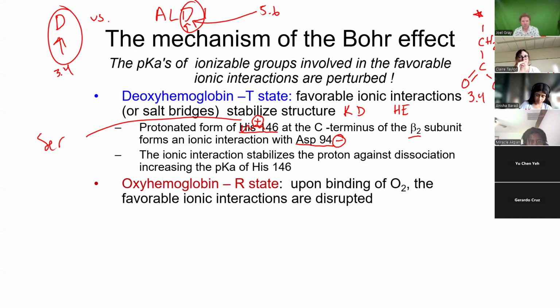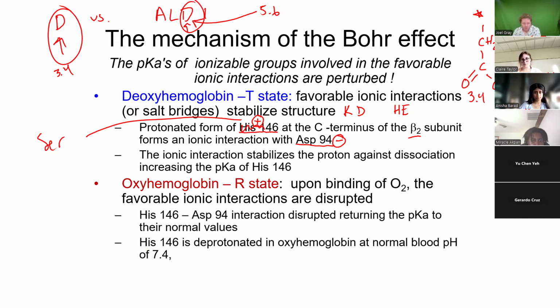Now, oxyhemoglobin, upon binding of O2, the favorable ionic interactions are disrupted. Aha! So when O2 comes in, it's almost surgical and it says, I don't like that His 146 aspartate 94 interaction because it's undermining my ability to get my friends' oxygens to bind. I got to get rid of that. Now, His 146 is deprotonated in oxyhemoglobin at a normal blood pH of 7.4.